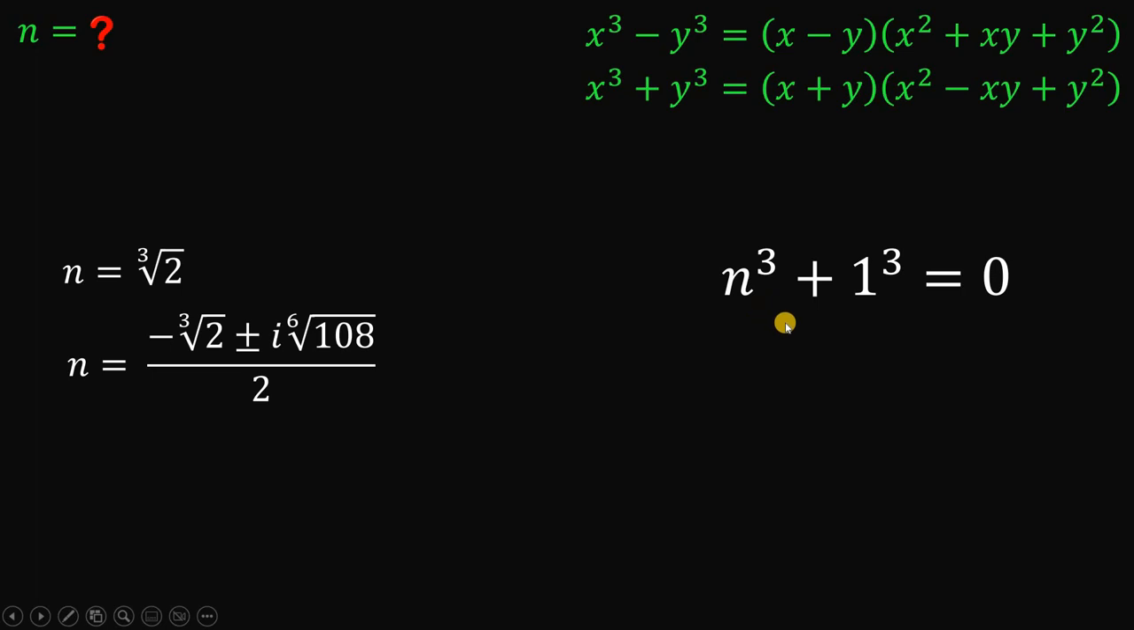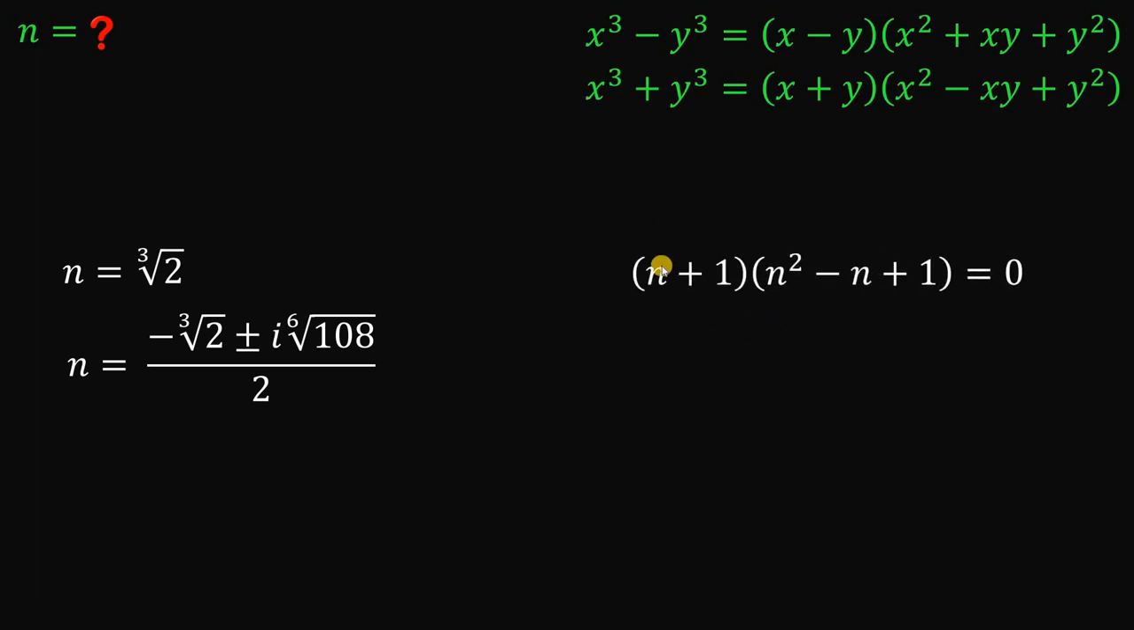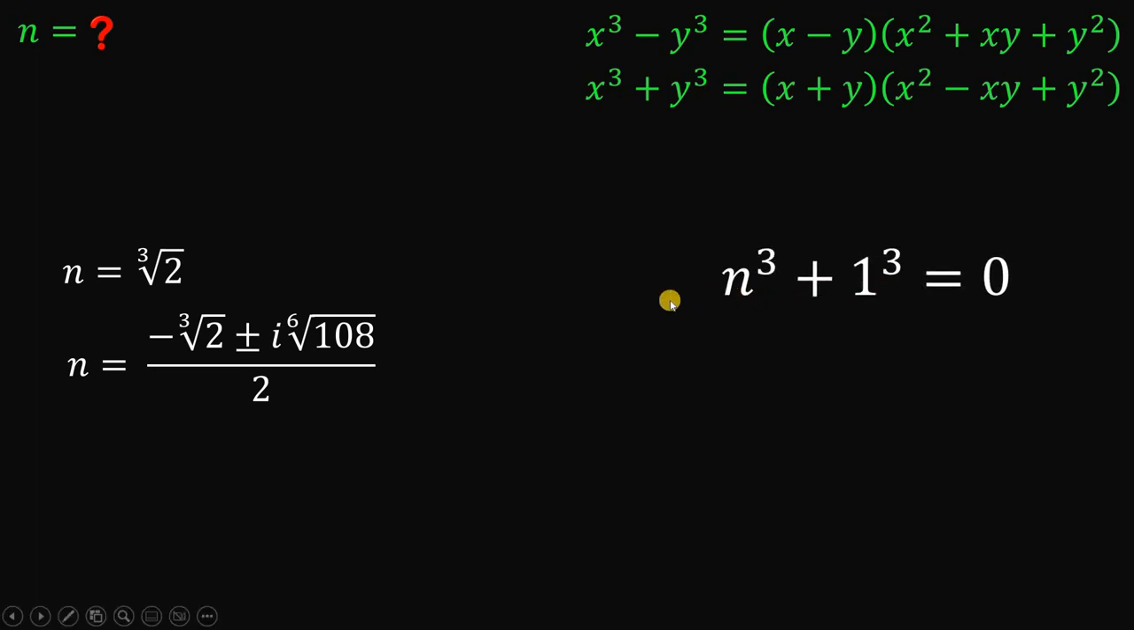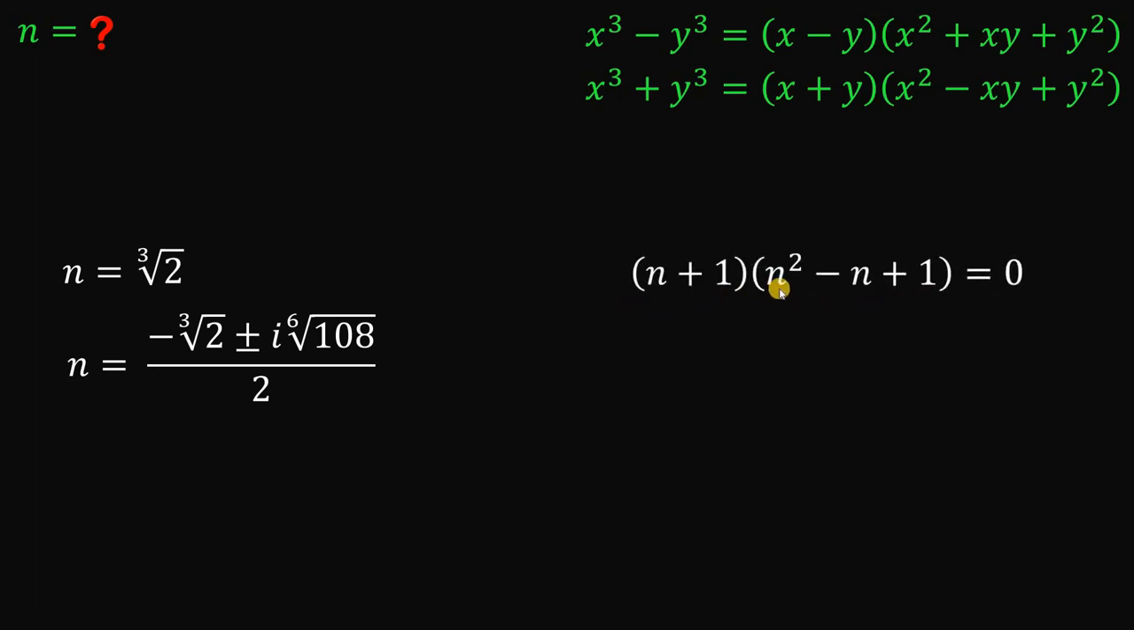Now let's proceed to this second case, wherein we have n cubed plus 1 cubed equals 0. Again, using the second identity, we can factor the left-hand side as follows. So this x represents n, and this y represents 1. So n cubed plus 1 cubed can be factored as n plus 1 multiplied by n squared minus n plus 1.